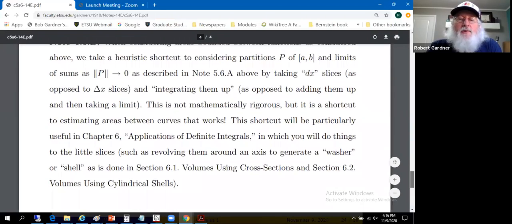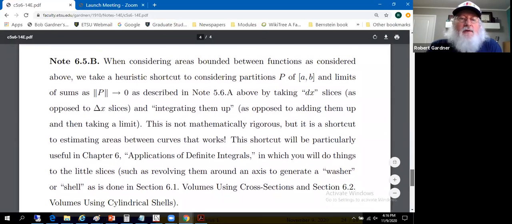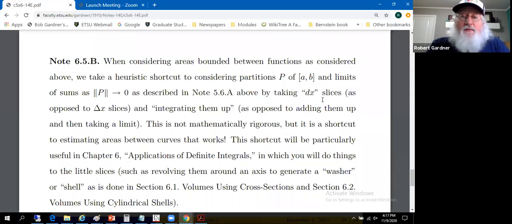Another note. All right, and then a few more examples. This note's my farewell performance here. When you deal with this integration to find volumes and other things in chapter 6, I might kind of think of little slices as little dx slices. We'll illustrate what I mean by this. This is a touch more informal. It's often called a heuristic shortcut. I think this book used to use those words.